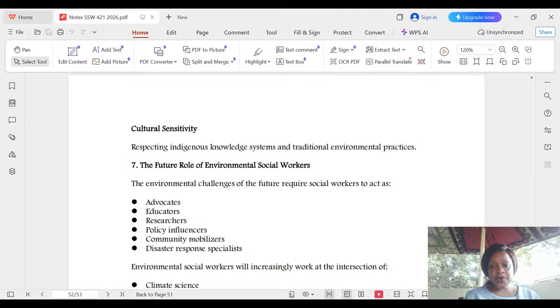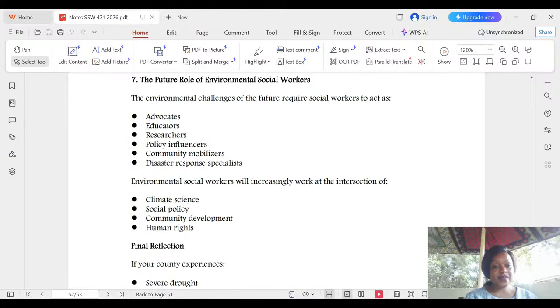Your future role, you'll be acting as advocates. We've talked at length about advocacy, as educators of communities, as researchers, so that we are relying on reliable data. This is such a critical aspect of life that you need to have reliable information. For example, farmers would really need to know when the rains would start and when they will end and the quantity of that rain. So the information has to be accurate. Of course, that information will be provided for them by the meteorological department, not by social workers.